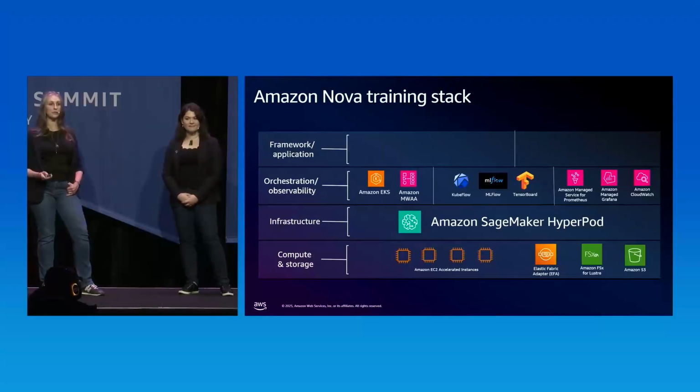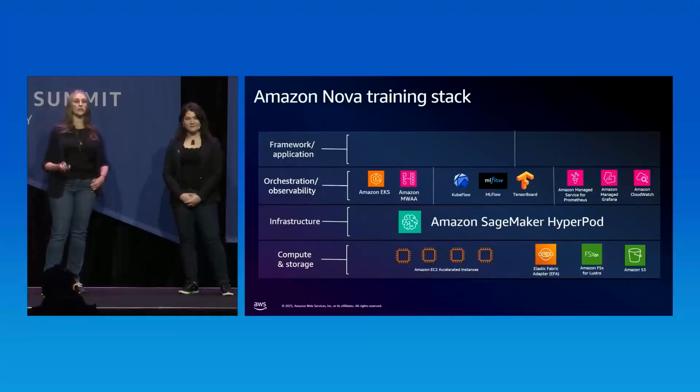The team used Amazon Managed Workflows for Apache Airflow for orchestration and experiment tracking, alongside Managed MLflow, which is an open source platform to simplify the machine learning lifecycle. For observability, alerting, and visualization at scale, the team used Amazon CloudWatch alongside Amazon Managed Service for Prometheus and Amazon Managed Grafana.